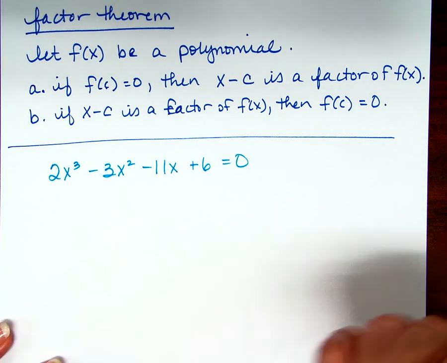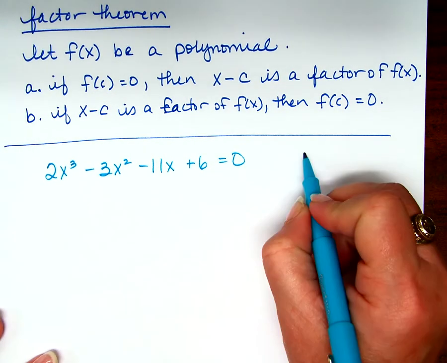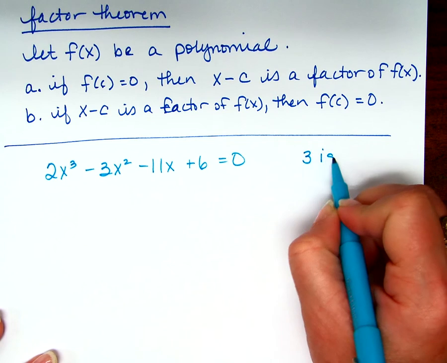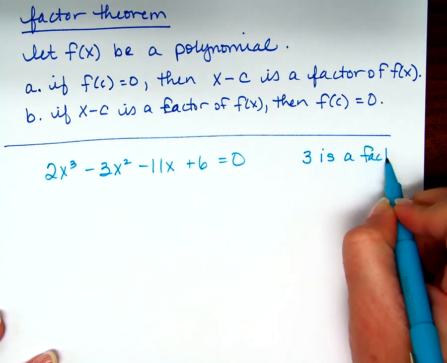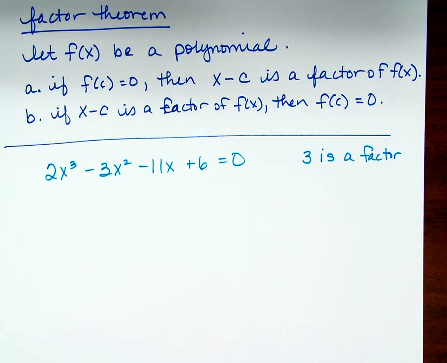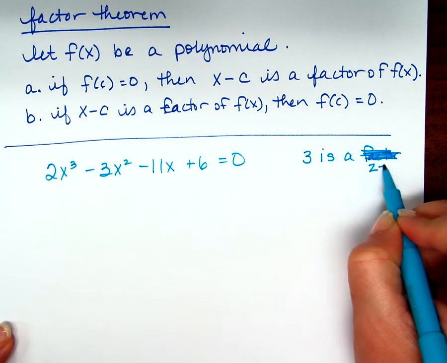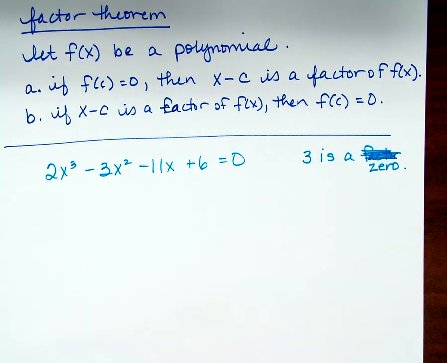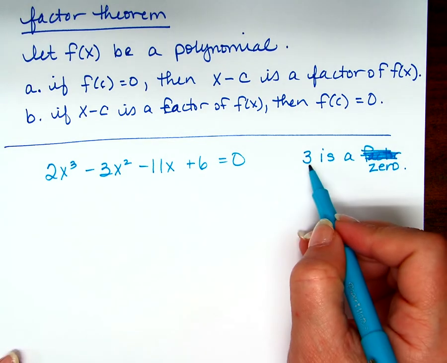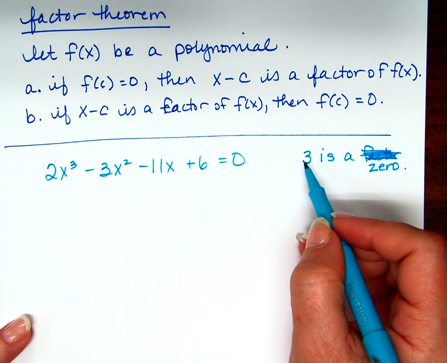And I'm going to tell you a little bit more information. I'm going to tell you 3 is a factor. Can I switch my words? This should say 0. You and I both know they mean pretty close to each other, but I want to use the right vocabulary. Okay? All right, if you know that 3 is a factor, what do you know to be true then?